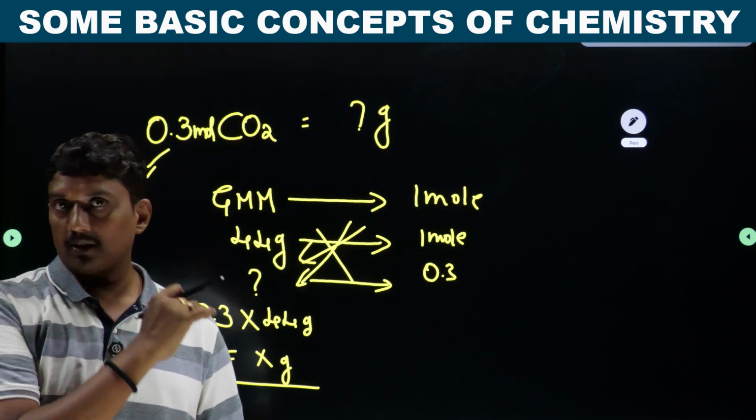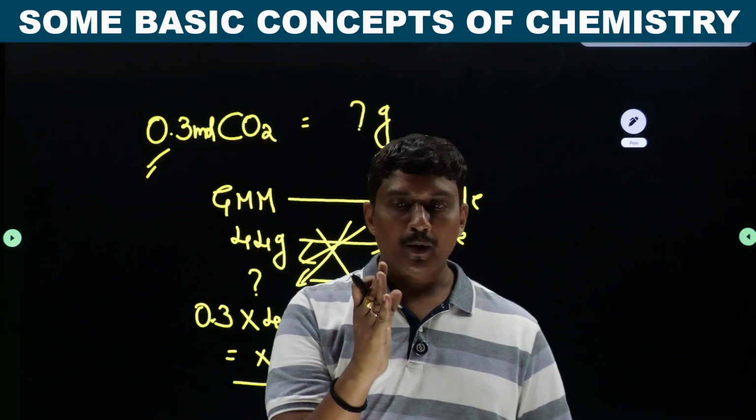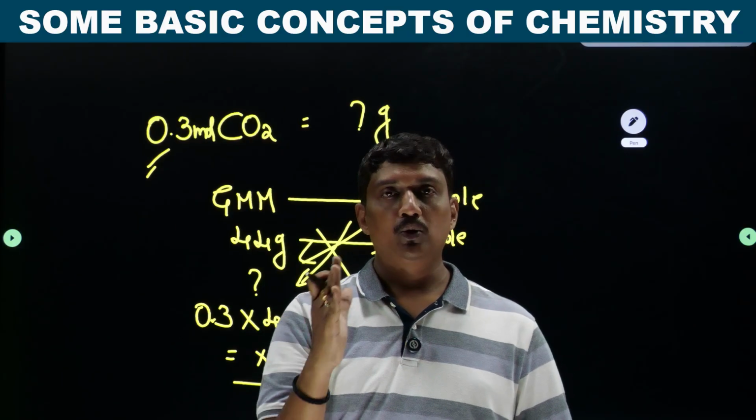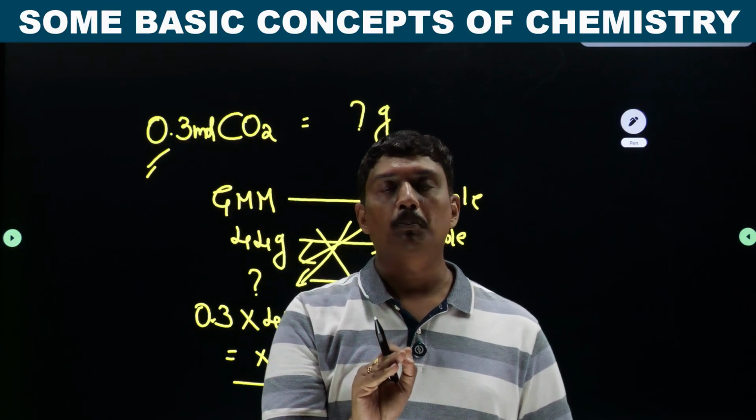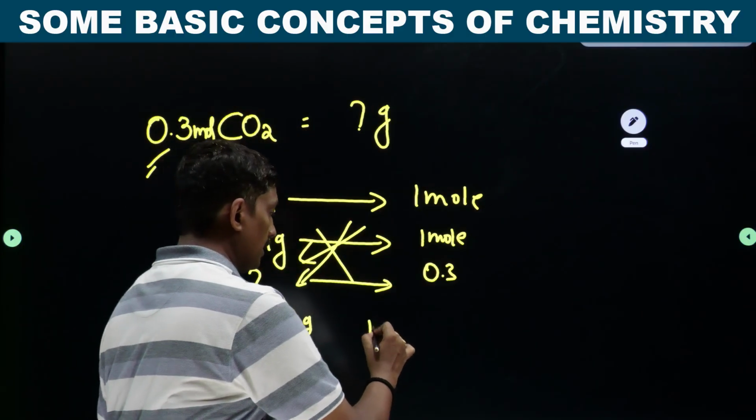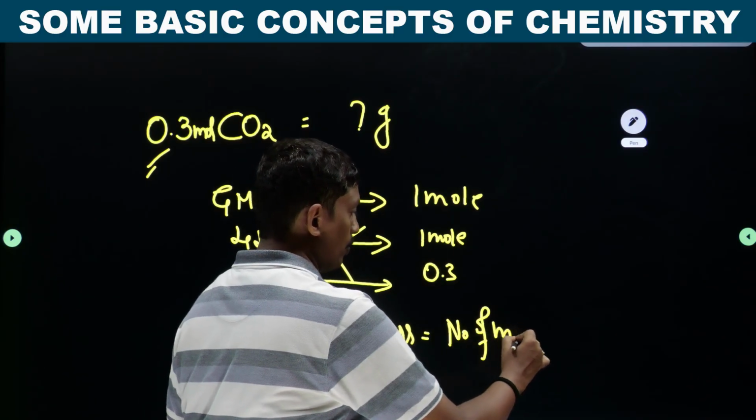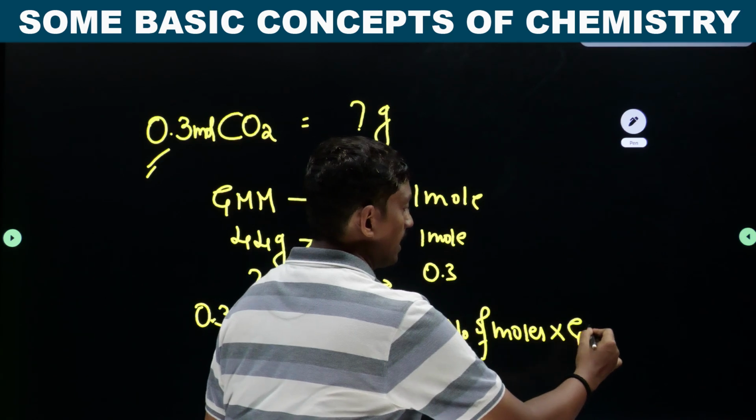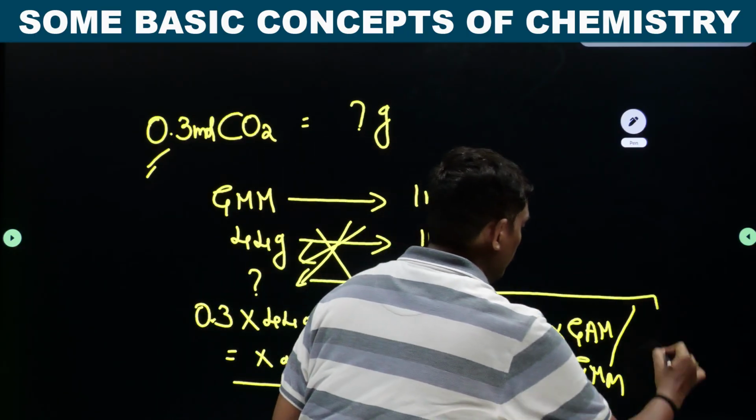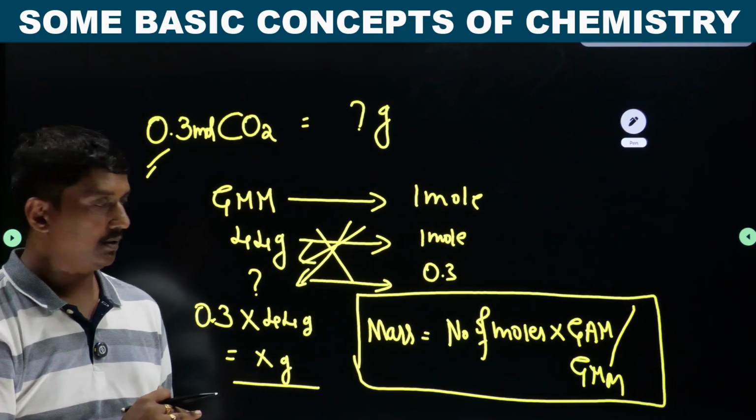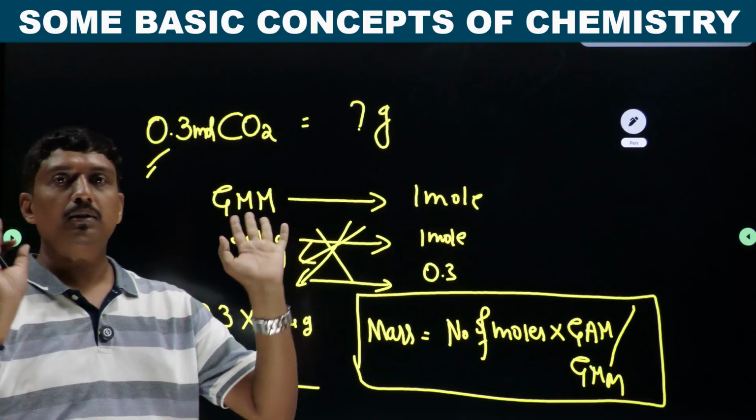See what you did here. First, you should listen carefully. You have converted moles into mass. Moles are given and they are converted into mass. So, which formula can we apply? Mass of a substance is equal to number of moles into gram atomic mass or gram molecular mass. So, this formula is applicable here. If you want to calculate mass, and moles are given, this formula is applicable.